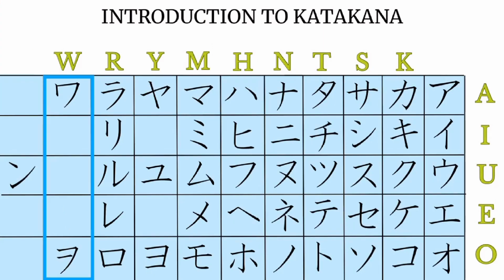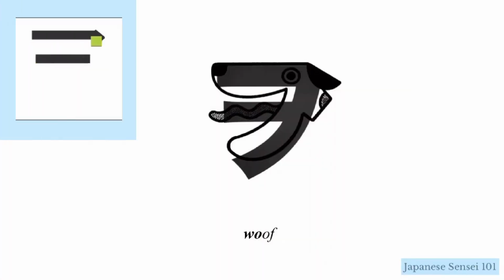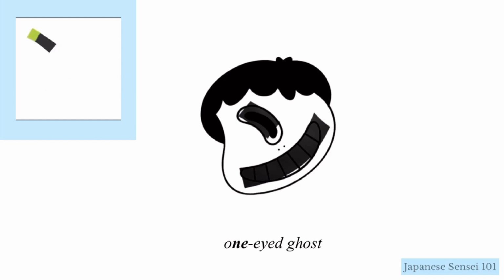Now, let's proceed to the second last consonant, W. Wa. Imagine katakana wa as a wine glass. The top stroke looks like the rim of the glass, and the curved stroke on the right looks like the outer bowl of the glass. O. To memorize this, imagine a dog woofing so hard its tongue is flying out. Let's wrap up and head to our last consonant. N. Imagine this as a one-eyed ghost.